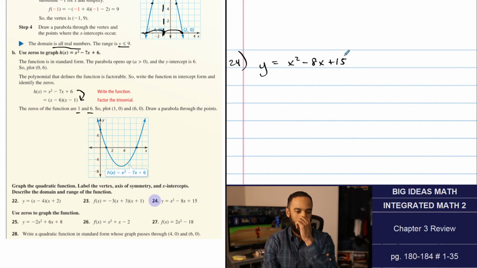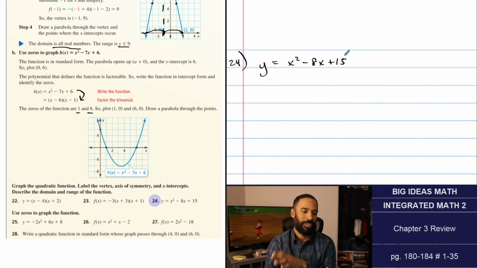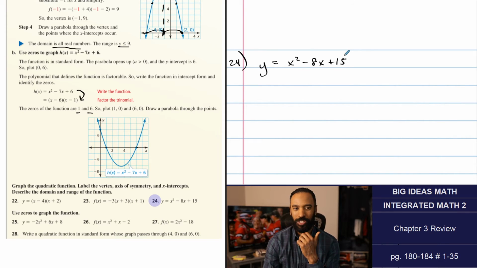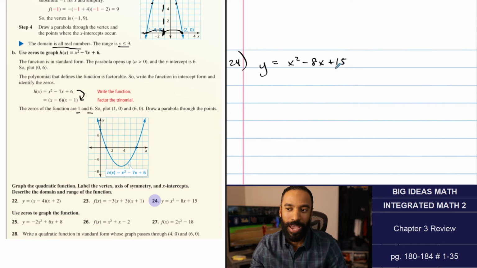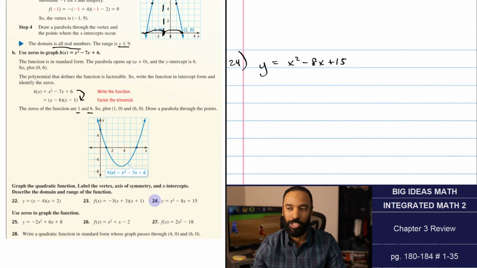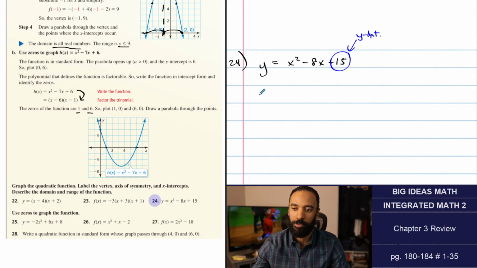Now, what's interesting is they say use zeros to graph the function for numbers 25 to 27. This feels like the kind of question that I would do this with. I don't really know what the difference is between the question I'm about to do and the ones later. I'll do what I can. By the way, this is the y-intercept of the graph. I can use that one in a bit, but I'm still going to go ahead and factor this thing. We are out of factored form, intercept form problems, by the way.